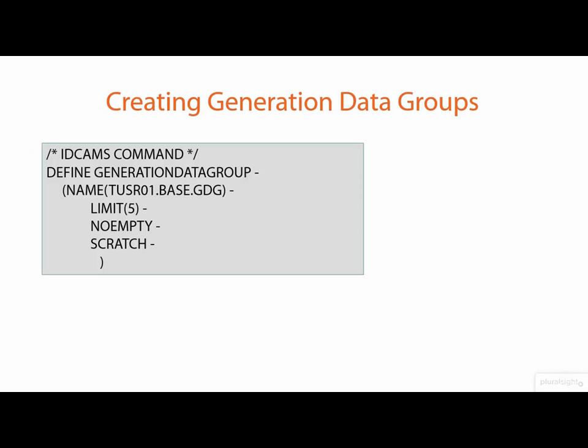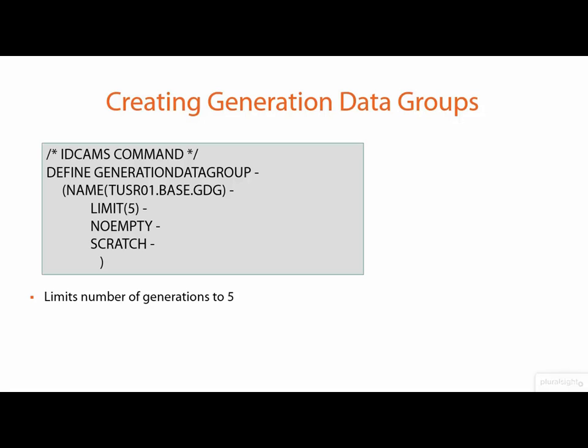In particular, here's an example of how we can define a generation data group. We are using an IDCAMS VSAM utility command in order to define this entry into the catalog. The specifics of this will be covered in the last module in this section, but basically the idea is we define the generation data group, assign a base name to it, establish a limit as to the number of generations we want to retain, and then indicate whether or not we want them automatically deleted, whether we want the entire pool of generations to be emptied. Those are the values that we get to specify here.